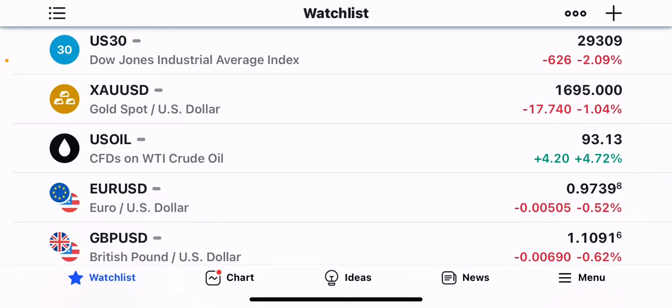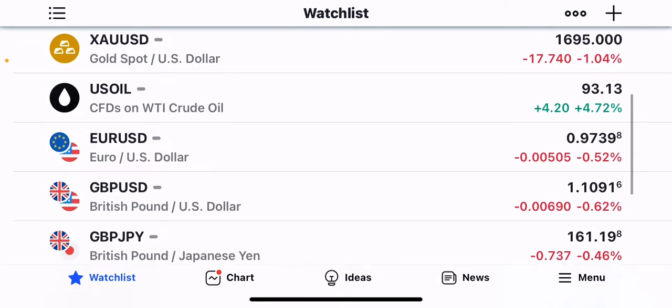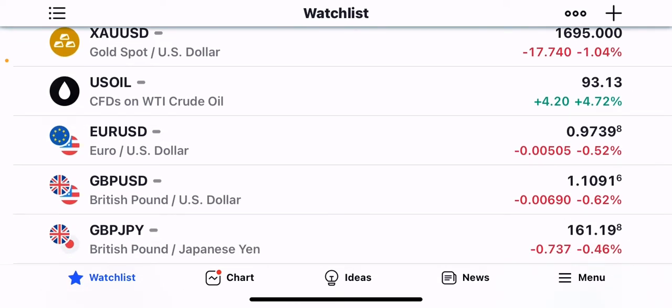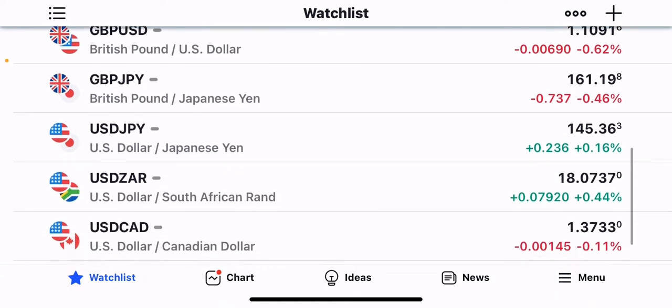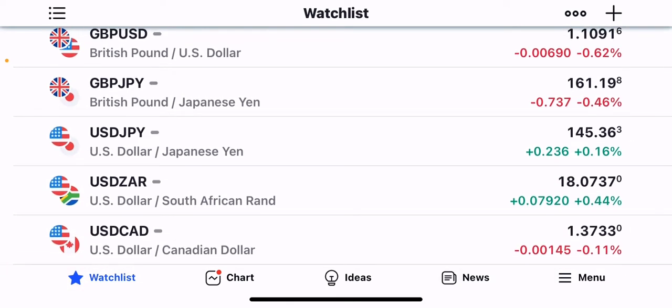Gold at a 1.04% drop, and then US oil had a 4.72 rise, which means that this was a very strong bullish movement to the upside. And then we have Euro USD with a minus 0.25, GBP USD drop, and then GBPJPY also had a drop. USDJPY had a little bit of a rise, and then USDZAR also.